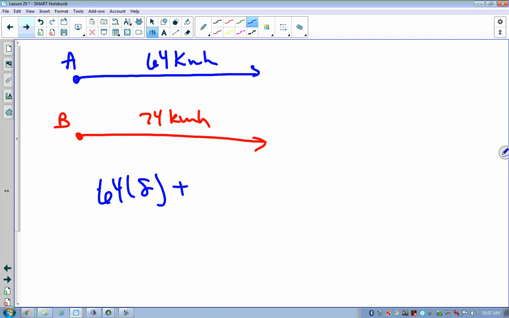Plus, it's continuing to travel at 64 kilometers per hour, right? We don't know how long it's going to travel at that speed before train B catches it. But we do know x is going to be the same time for either. How fast is the other train traveling? 74 times the same number of hours, right? Because x is just representing the number of hours that B is traveling. So that's all the equation is. Does the equation seem a lot simpler than what the question seemed like? Could we read that question and come up with this?